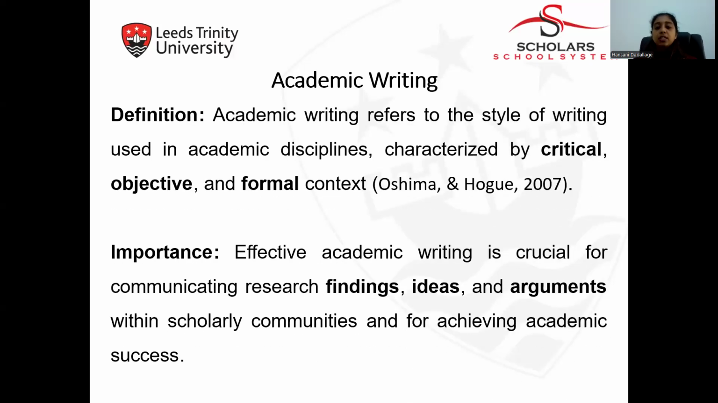So let's see what is academic writing. In definition, academic writing refers to the style of writing used in academic disciplines characterized by critical, objective, and formal context. So, importance of academic writing. Effective academic writing is crucial for communicating research findings, ideas, and arguments within scholarly communities and for achieving academic success. So, as students, you are required to achieve academic success. For that, you have to practice academic writing.